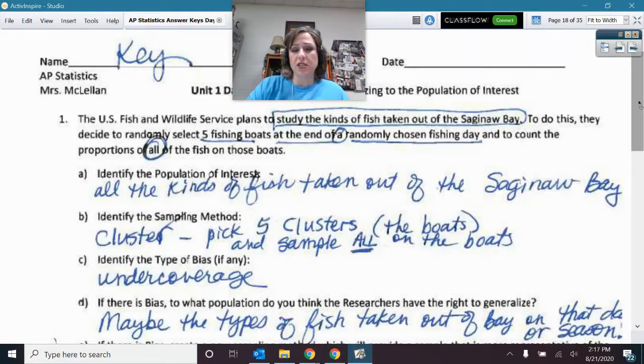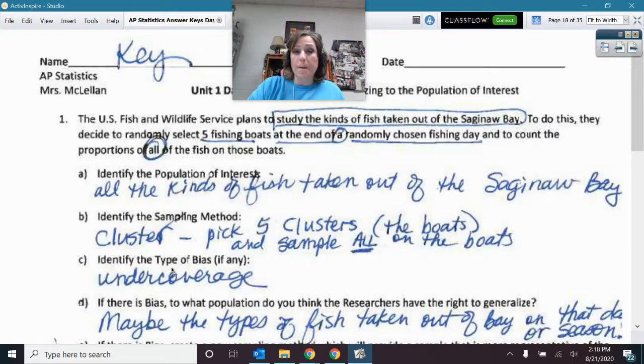So this first one talked about wanting to study the kinds of fish taken out of Saginaw Bay. So that's the population, all the kinds of fish taken out of the Saginaw Bay. What happened was they selected five fishing boats at the end of a randomly chosen fishing day, and then they did all the fish. So, hey, cluster, you're a group. I will sample all of you. Now you can pick just one cluster or several clusters, and in this case, they collected 5 clusters. They're expecting each of those boats to be a mini population. So cluster sampling, picked 5 clusters and they sampled all.